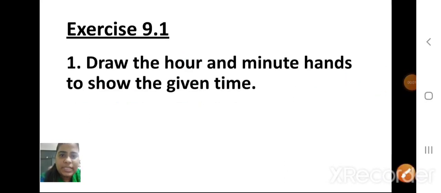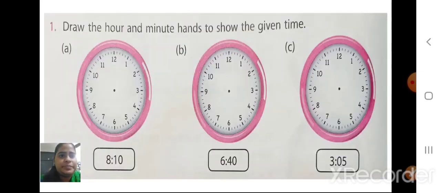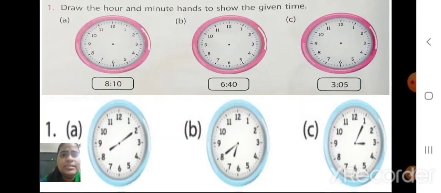Children, now take out your textbook, everyone. Open exercise 9.1. We are going to draw the hour and the minute hand to show the given time. You are going to draw it in your textbook itself. The first question is 8:10. So 8 is your hour hand, it will be short, and 10 is your minutes. So we are going to draw it properly. Next one is 6:40, and then we have 3:05. Let us see how we have to draw.